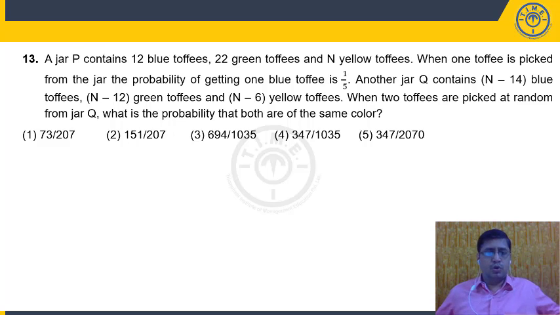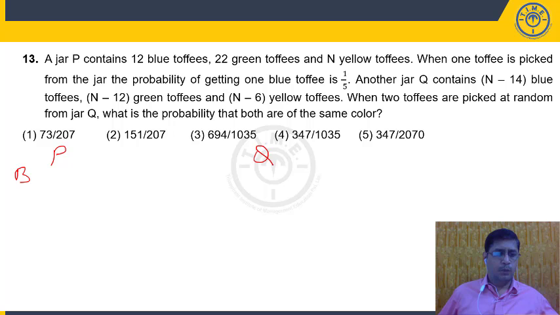Okay. Now two jars here, jar P and jar Q, with blue, green and yellow toffees. Here blue 12, green 22, yellow n. So when one toffee is picked from the jar, they are getting a blue color. The probability of blue color is equal to 1 by 5.